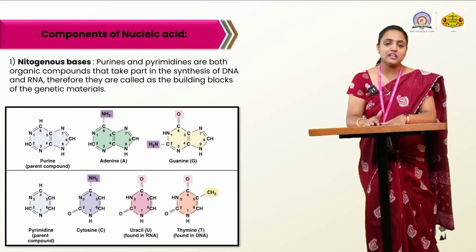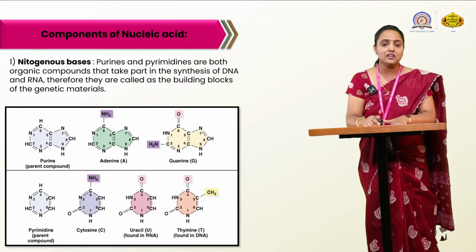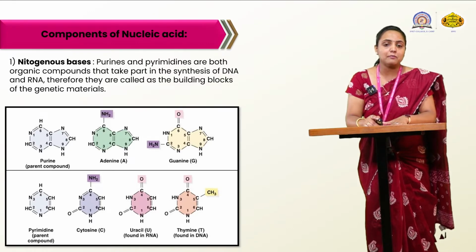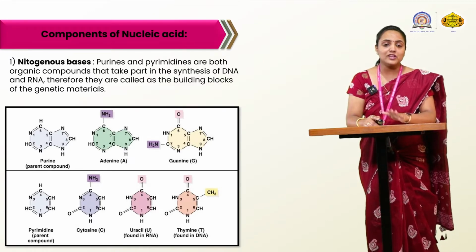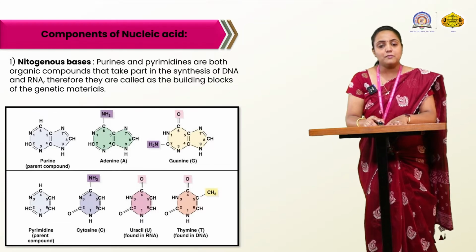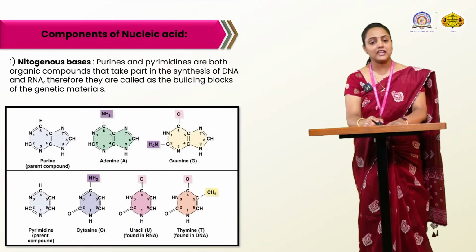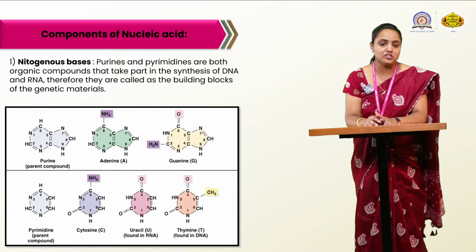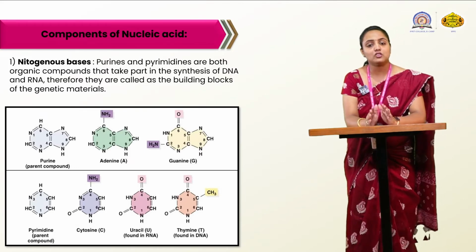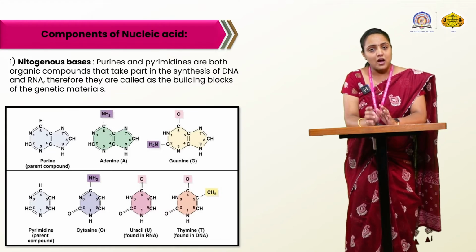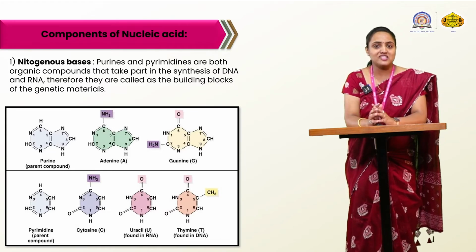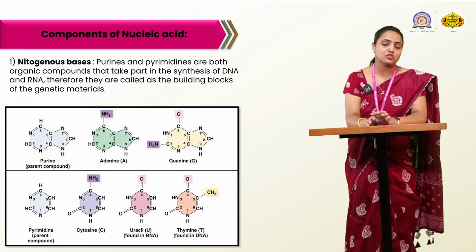They both are organic compounds that take part in the synthesis of DNA and also RNA. Therefore, they are called the building blocks of the genetic material. Now, you can see in the diagram a purine parent compound and a pyrimidine parent compound. Purines are double-ring compounds containing various carbon, nitrogen, and hydrogen components, and pyrimidines also have these components, but here the amino group or the oxygen group has a distinct position.